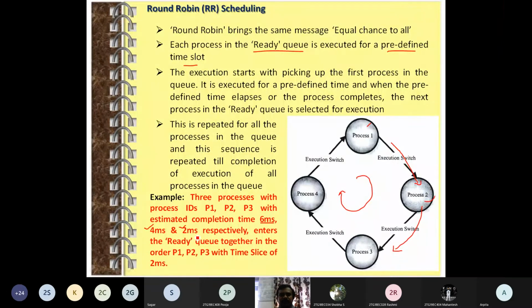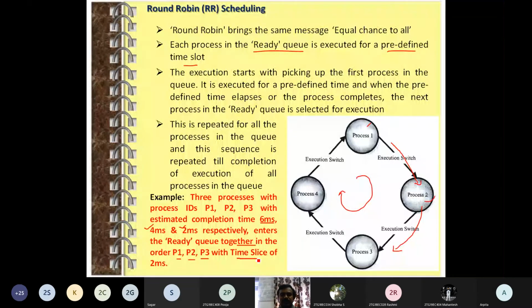Okay. Then these 3 processes are going to queue for execution. So they enter the ready queue together in the order P1, P2, and P3. They are going to be kept in order. It is not sorted based on some parameter. No, all are kept in a particular order. So here in this example, the order in the ready queue is P1 first, then P2, then P3 with time slice.